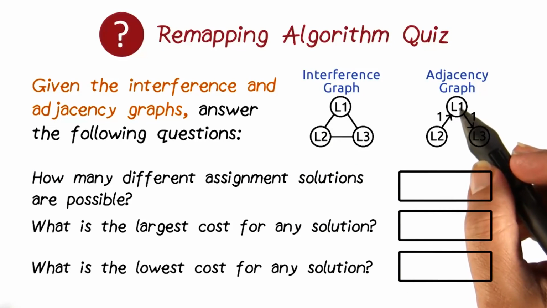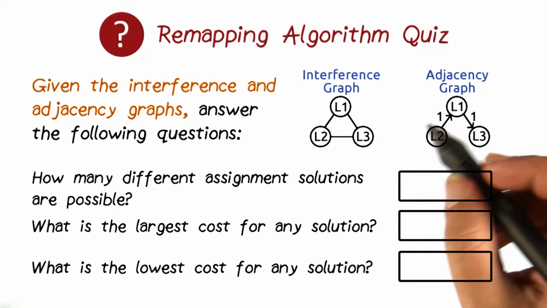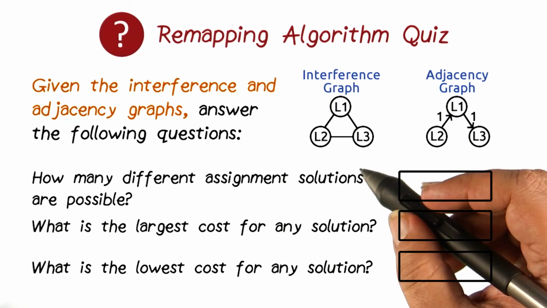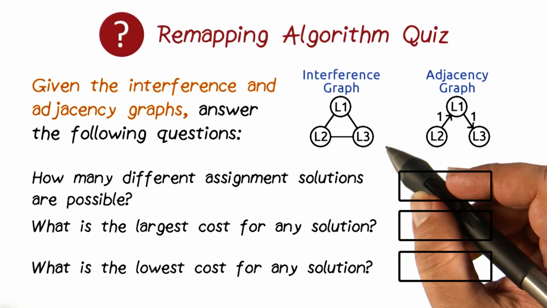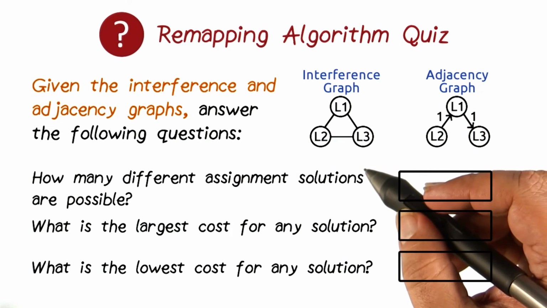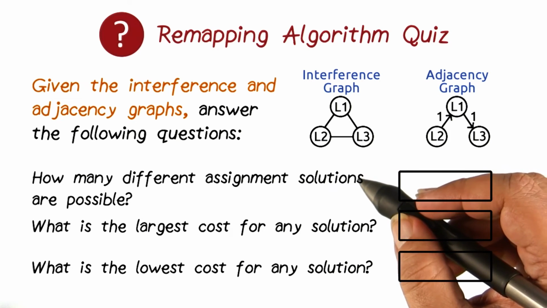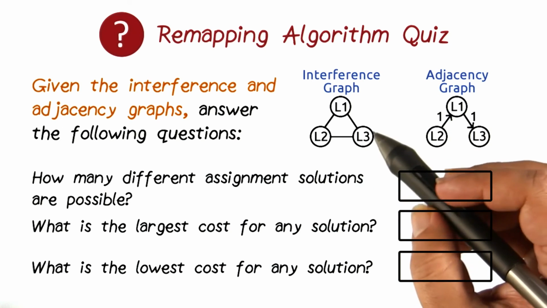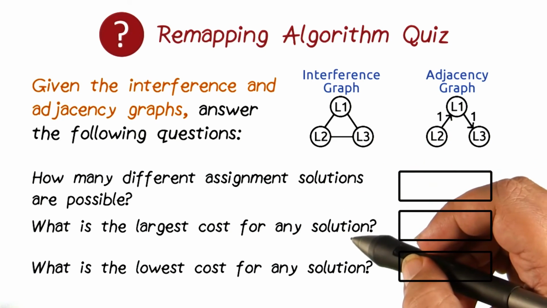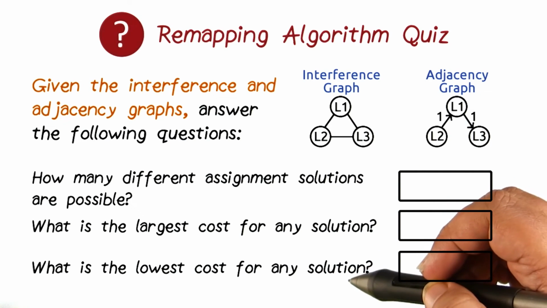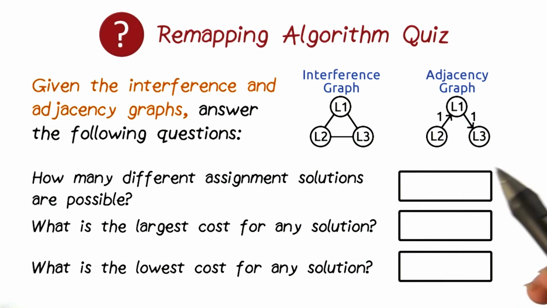So what I have here is an interference graph and an adjacency graph, and based on these I would like you to do different types of remappings. So the first question is, how many different assignment solutions are possible here, and then what is the largest cost of a solution, and the third one is what is the lowest cost of a solution. Please go ahead and mark your answers now.